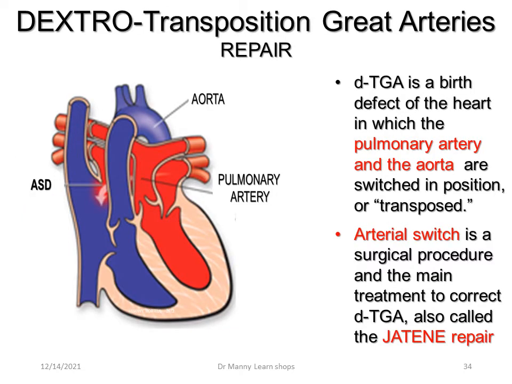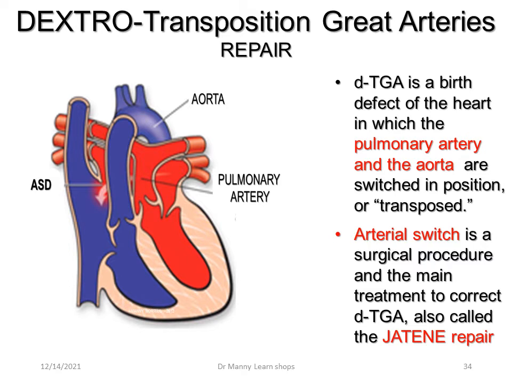Dextrotransposition of the great arteries and the repair. Well, this is a birth defect in which the pulmonary artery and the aorta are switched in position, or transposed. And this is potentially life-threatening unless there's a shunt of some kind, which means if the baby is born with an ASD, VSD, AVSD, or a patent ductus arteriosus, then it won't die straight away. However, if it's not, it'll die straight away.